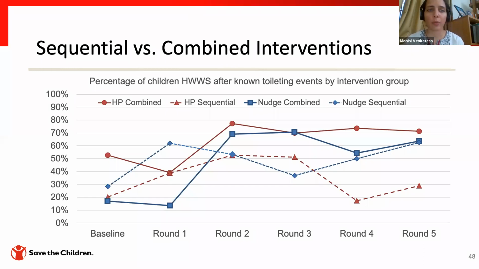What is interesting to note was that when we compared nudges either done sequentially or with the infrastructure improvements, there wasn't significant change in the behaviors of hand washing with soap among the 2 student groups. But when hand washing promotion was done sequentially or combined, there were big differences. And you see that red dotted line at the bottom of the graph being the group that received the hand washing promotion after the infrastructure intervention. Next slide.